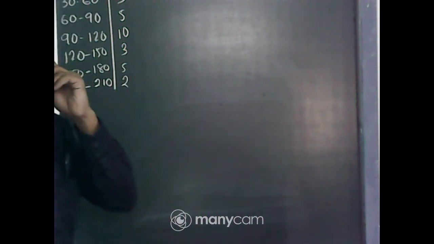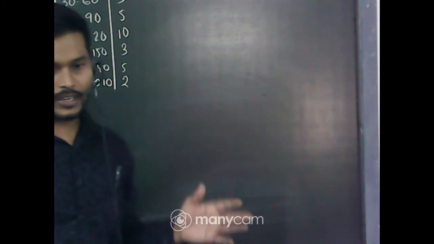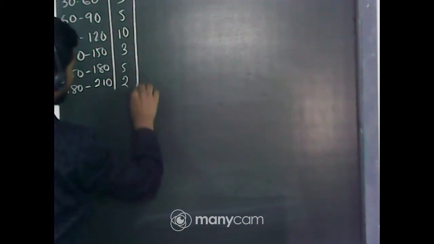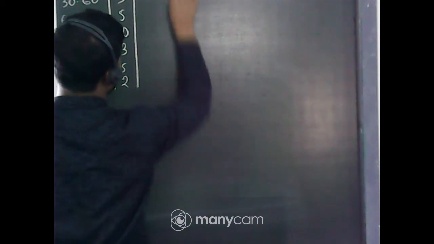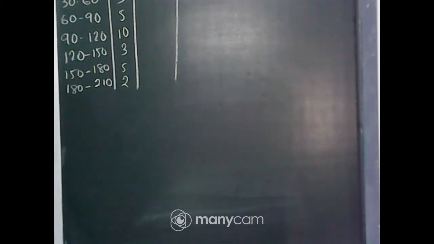So first we'll have to find the mean of the given data, and then the variance. First we have to calculate the class mark, which is denoted by xi. What will be the class mark of the interval 0 to 30? Class mark means the middle point of the interval. So for 0 to 30, the class mark is (0 plus 30) by 2, which is equal to 15.